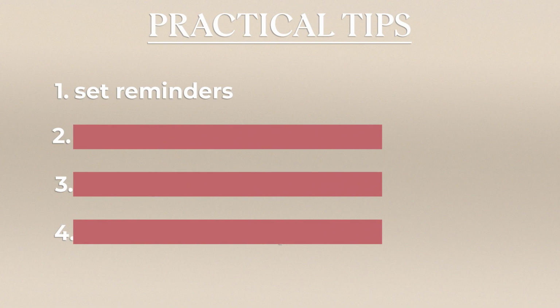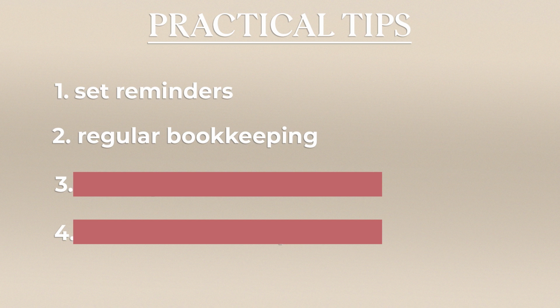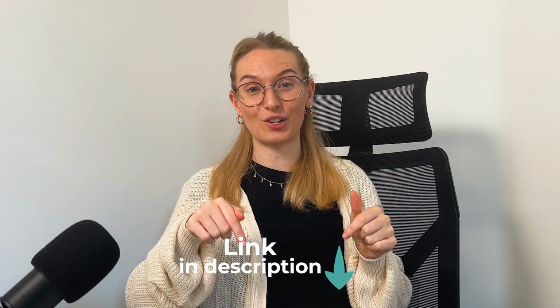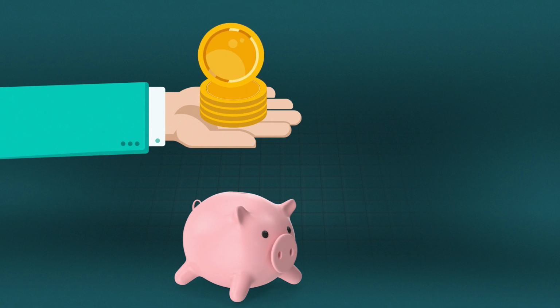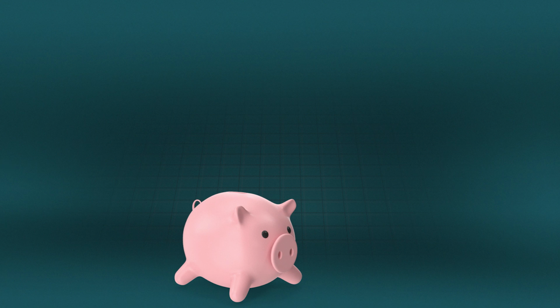Next, let's talk about bookkeeping. Keep your financial records up to date. We've got a fantastic free checklist that you can download in the description below to help you stay on top of all of it. By regularly reviewing your accounts, you'll have all the necessary information ready when deadlines roll around. As part of this routine, make it a habit to transfer a percentage of your earnings into what I call your tax pot. More on that in a bit.